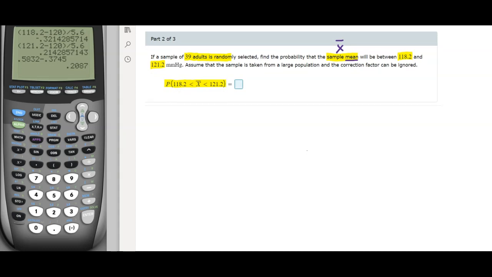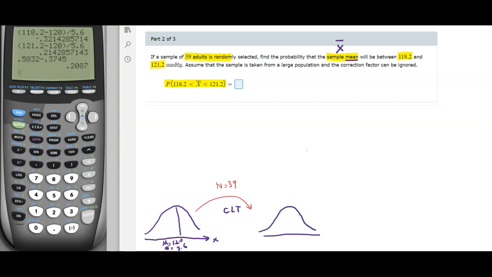So what we have in this scenario, we're starting with the normal distribution, still the same one. So the mean is 120 and sigma is 5.6. So this is the mean, this is sigma, and this is the x-axis. So by doing the sampling, n equals 39, we are actually using the central limit theorem. All right, and this is going to give us another normal distribution.